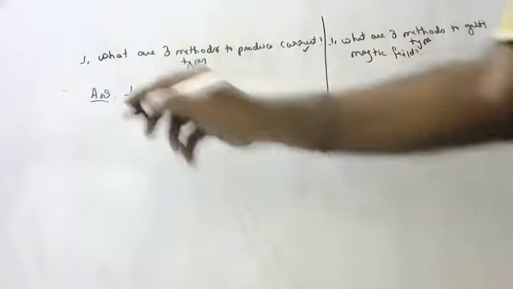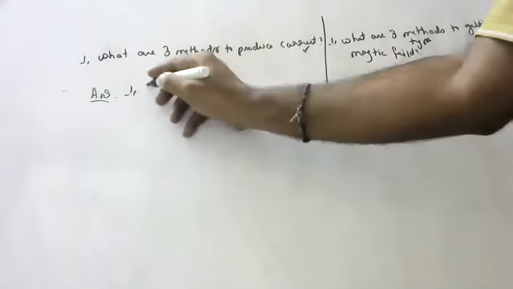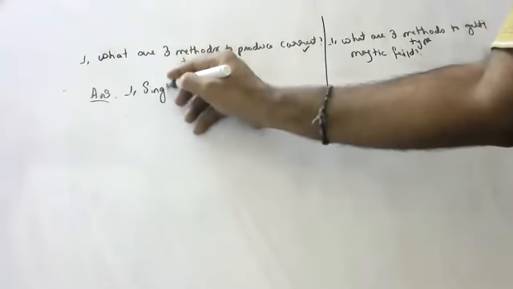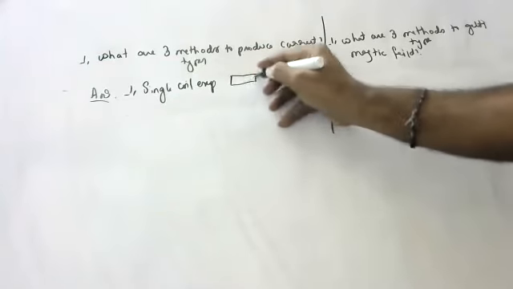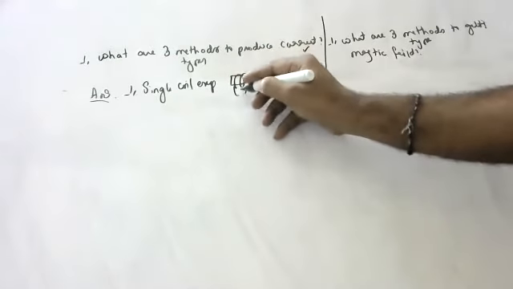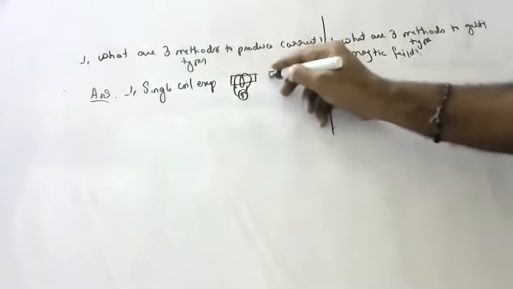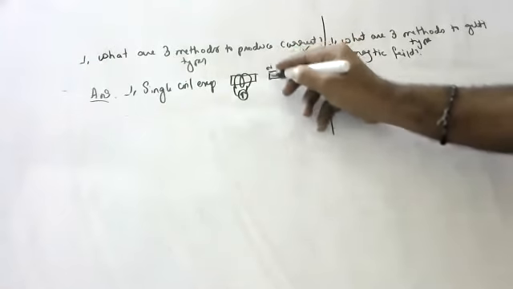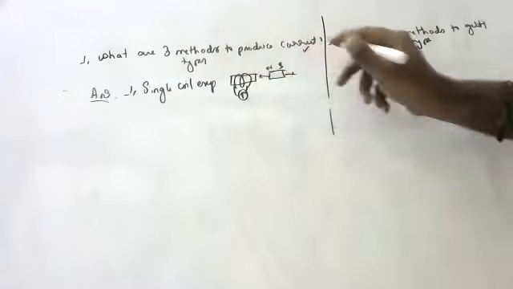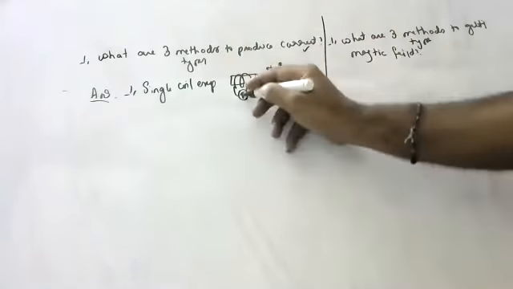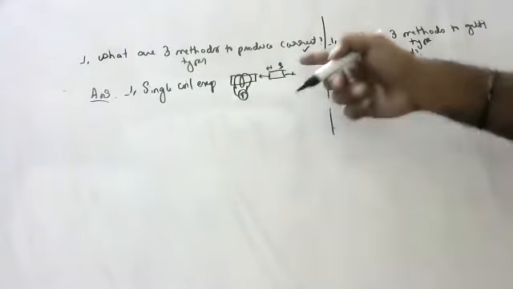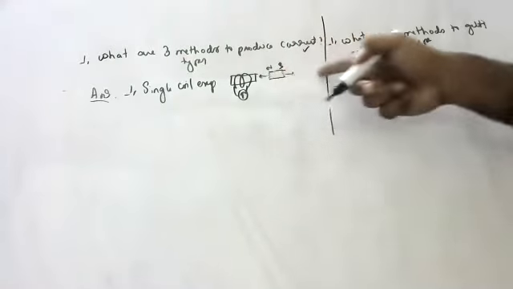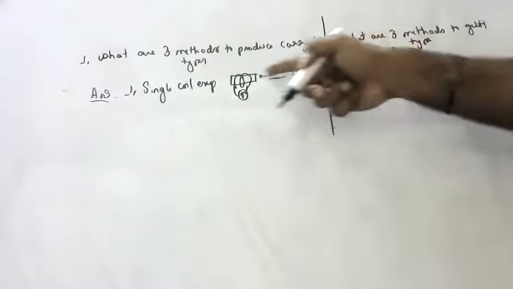First one, if you remember, children, there was the single coil experiment. In the single coil experiment, what we did, children, here we kept a galvanometer and here we took a bar magnet. We pushed it inside and outside, inside and outside. Then current was set up in this. That is one, the single coil experiment.